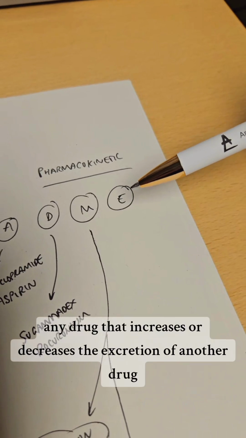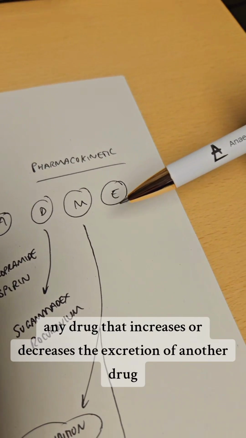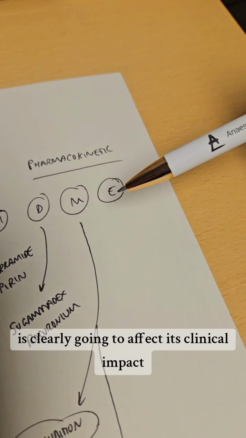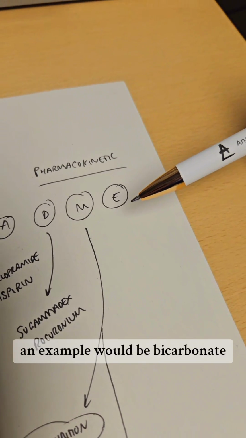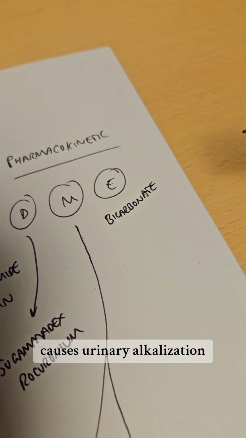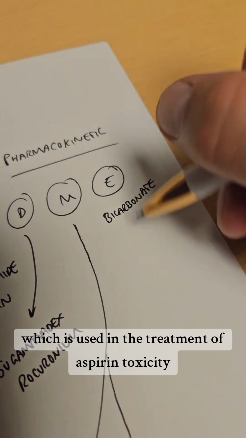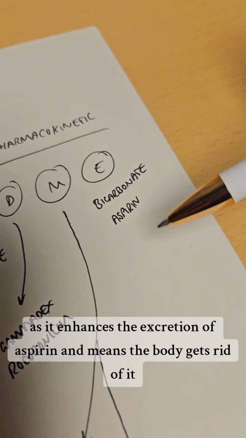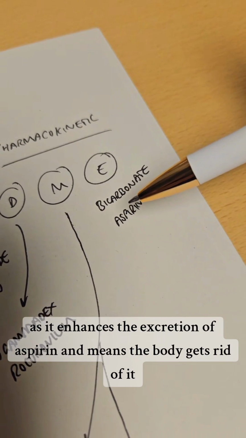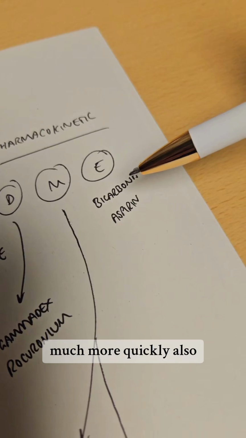Finally, for excretion, any drug that increases or decreases the excretion of another drug is clearly going to affect its clinical impact. An example would be bicarbonate causes urinary alkalization, which is used in the treatment of aspirin toxicity, as it enhances the excretion of aspirin and means the body gets rid of it much more quickly.